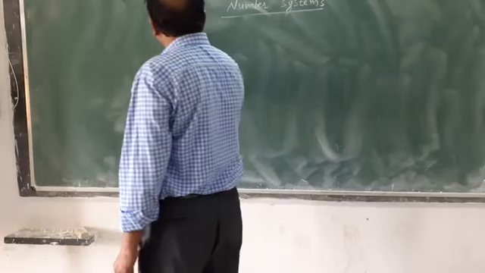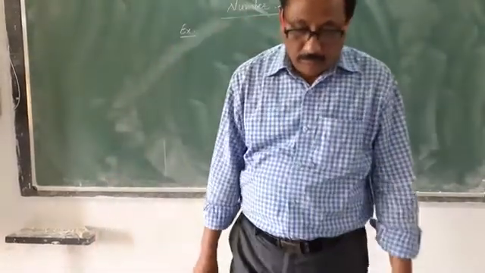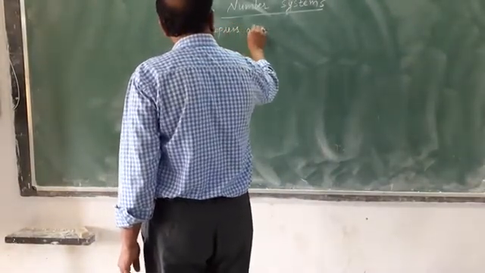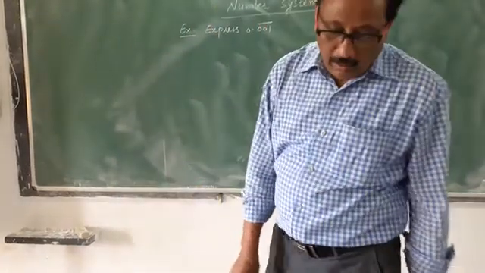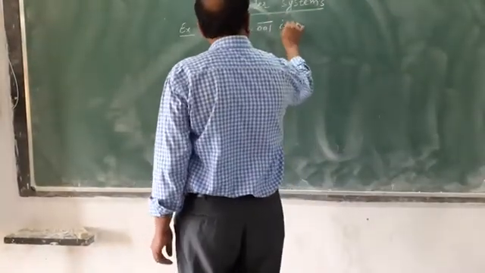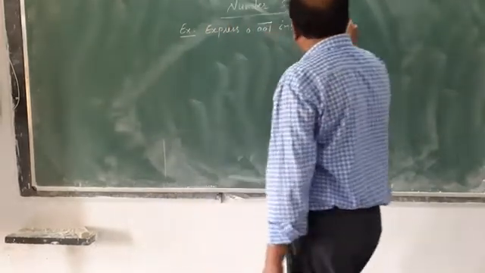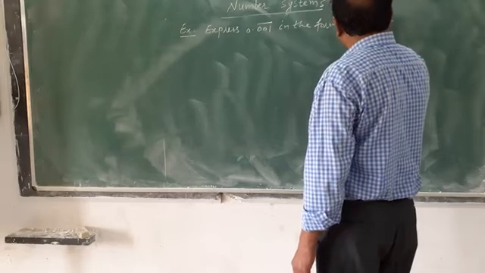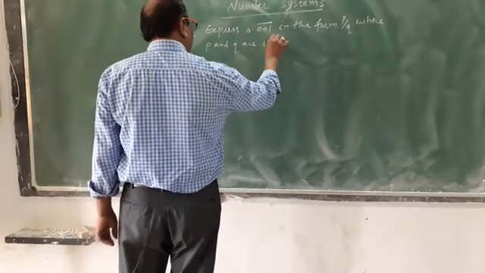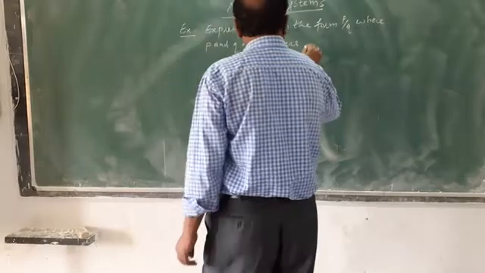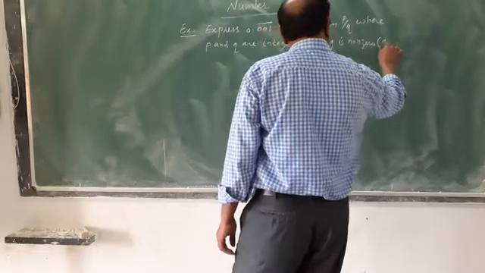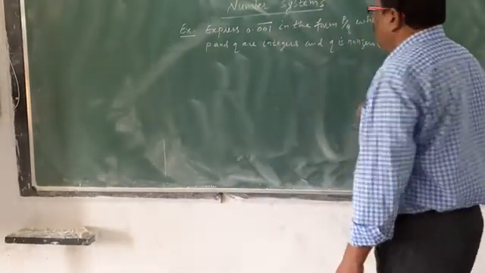You take example. Write down. Express 0.001 bar in the form P upon Q, where P and Q are integers and Q is non-zero. That is, Q is not equal to 0.